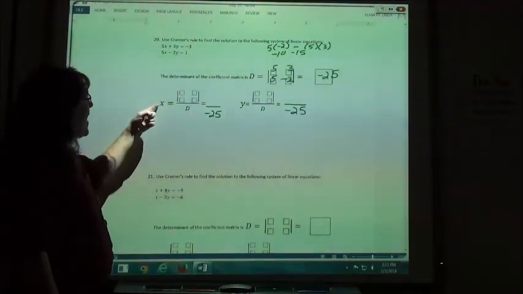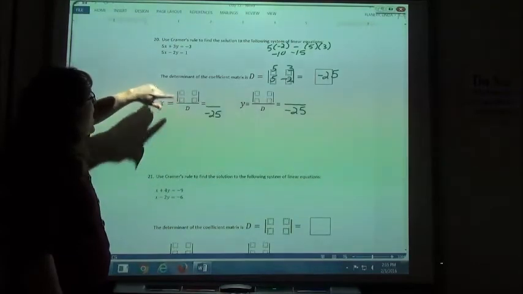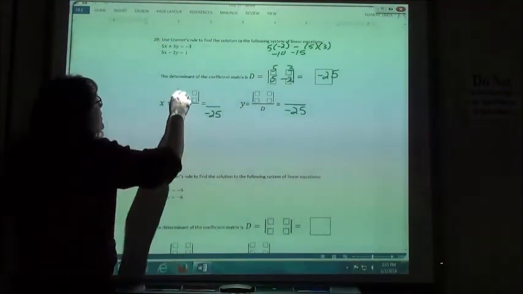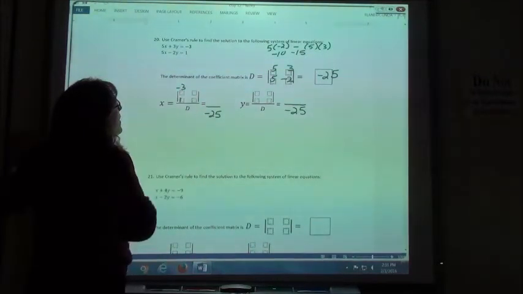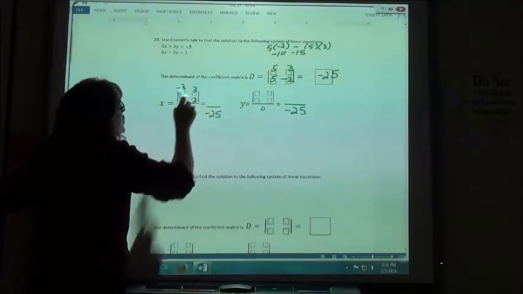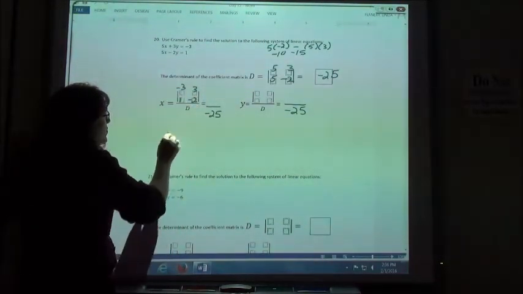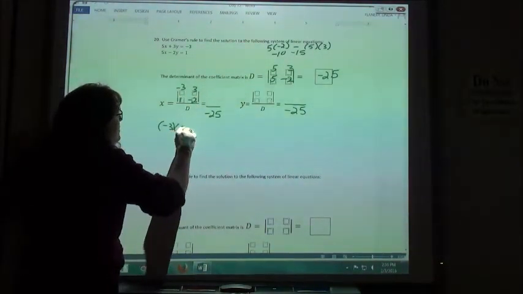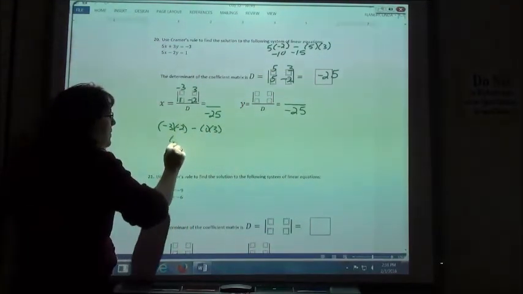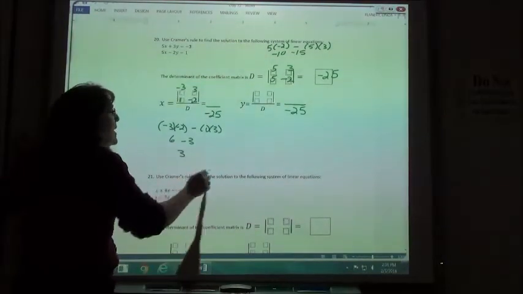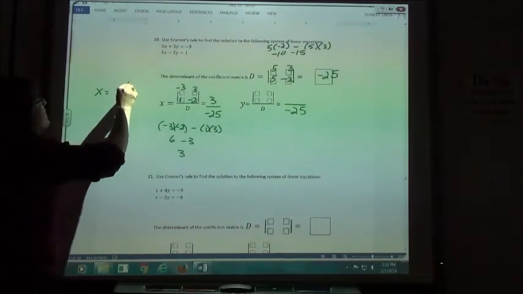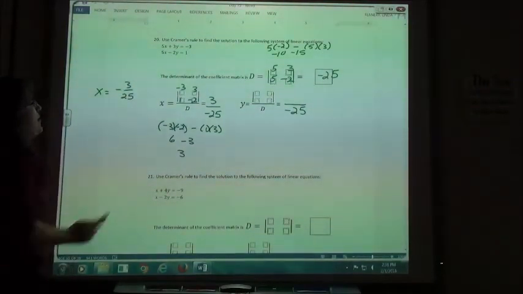So doing my x value, my determinant for x, replacing my x's with the negative 3 and the 1. So negative 3, 1 go in my first column. My y should be the same, so 3, negative 2. So my cross product, negative 3 times negative 2 minus 1 times 3. This is going to give me 6 minus 3, which is 3. Can't simplify that, so x is just negative 3 25ths.